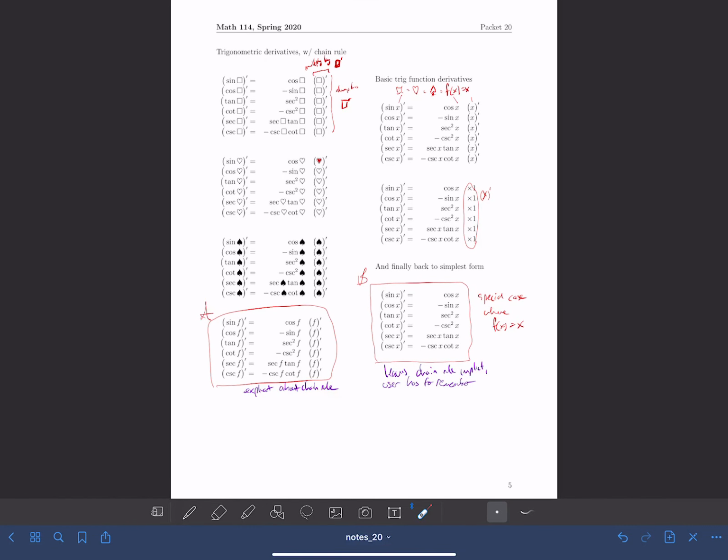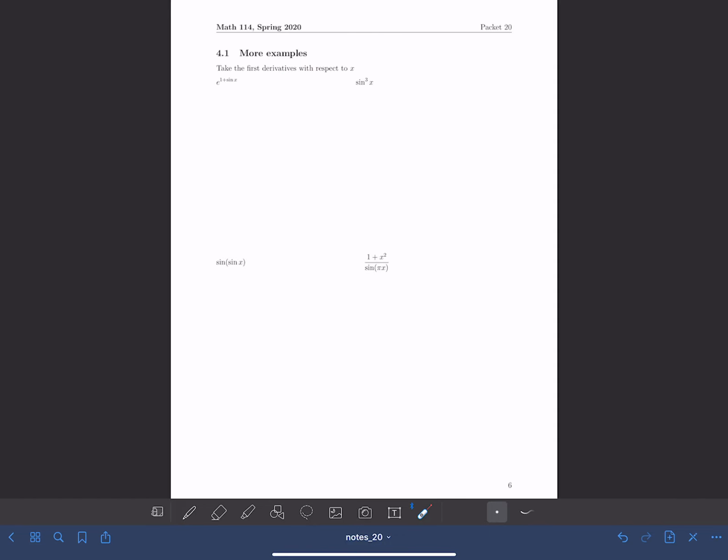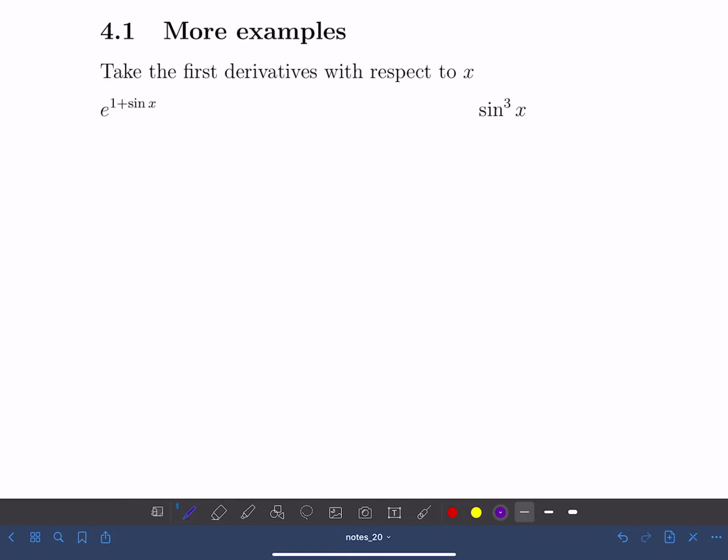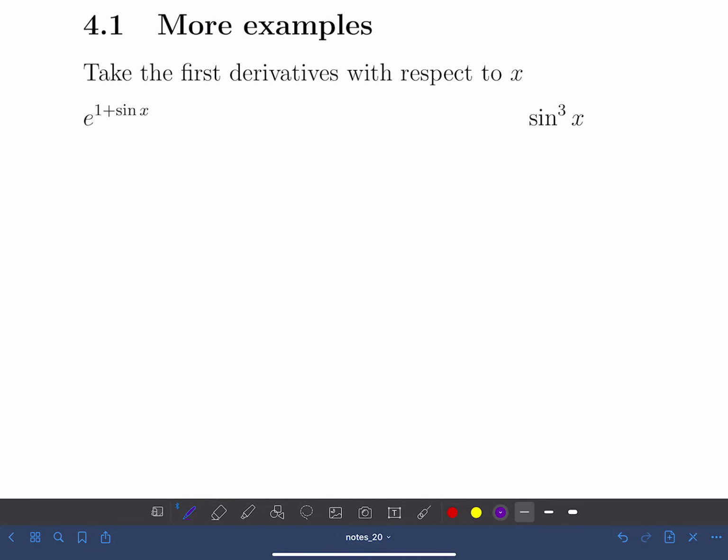I'm going to turn the page. Let's do some more examples. So let's start with one on the top left here. e to the 1 plus sine of x. How about we call this, well, I don't feel a particular motivation to name them, but we could call that one f. That way I can write f prime equals.